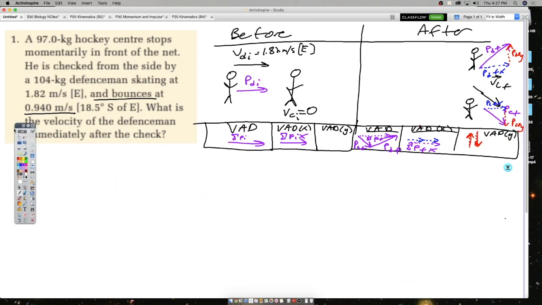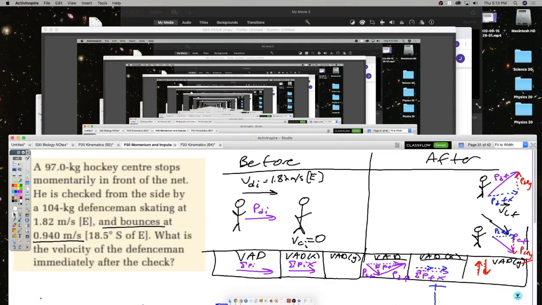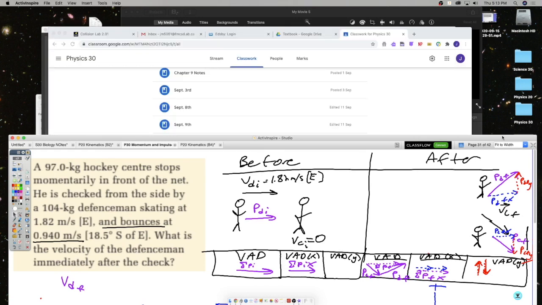Okay, now how do we actually go into analyzing this? Now let's just take a second to think about what we're looking for here, right? What's the point? We need the velocity of the defenseman immediately after the check. So we are looking for velocity of the defenseman final. That's what we want. We got to think now, how do we get that, right? What are all the pieces we need to get that? Well, look at our diagram. Okay, what are all the pieces we need?